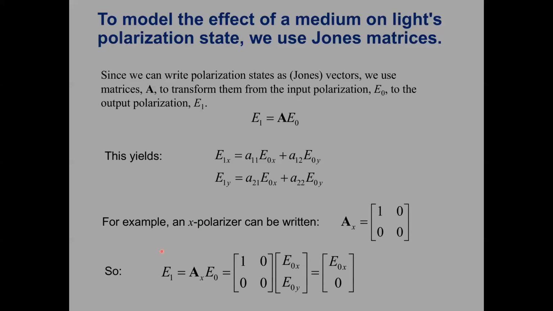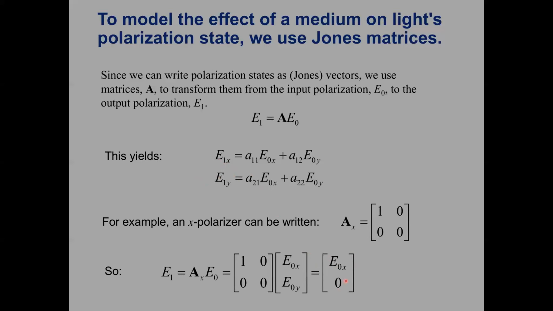Sorry, things froze there for a second. So here we have the electric field after our polarizer, the electric field before our polarizer, and our polarizer is represented by a matrix. For an X polarizer, it's going to be a matrix with 1, 0, 0, 0, so that when we multiply it, the polarization we get out at the other end, E1X, is unchanged. It's the same as it was before. And the Y component of the electric field afterwards is completely blocked. So that's transformed to a 0.